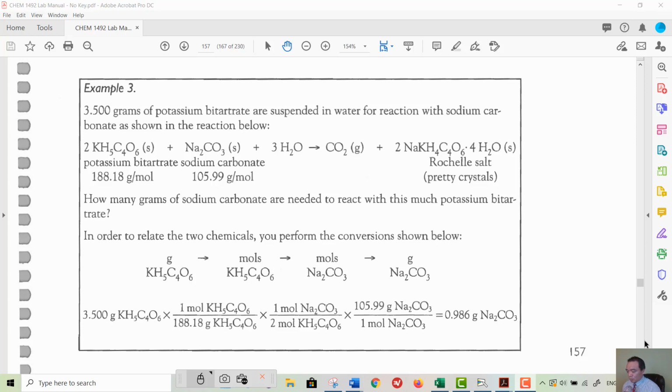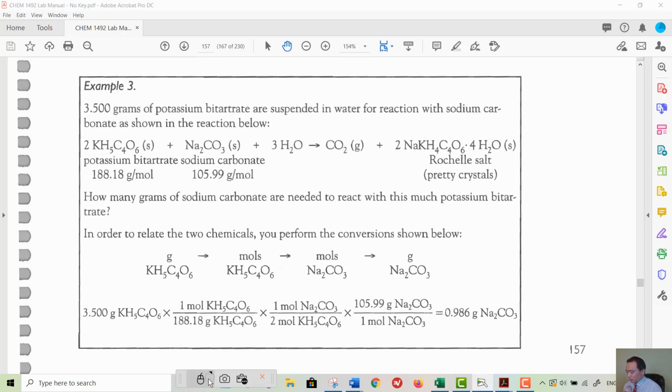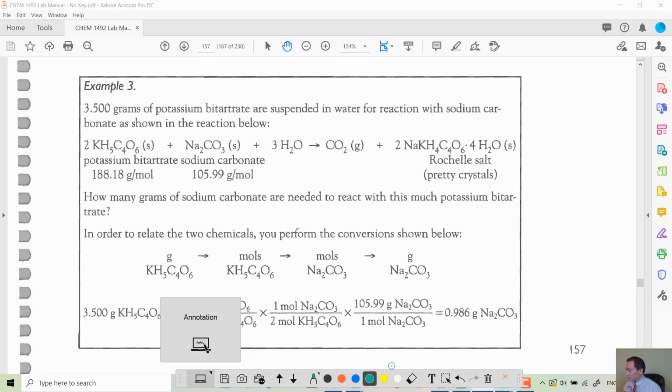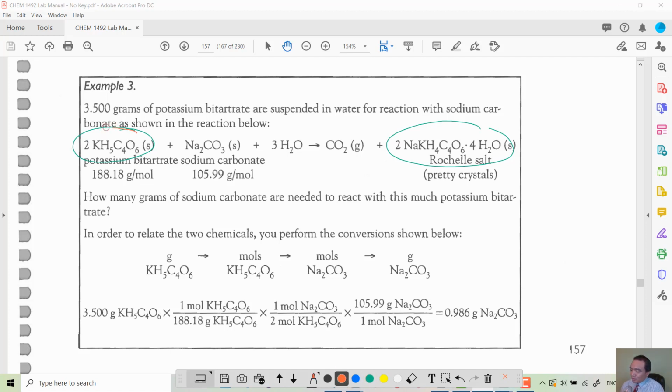In example 2, we just showed you how to calculate how much product can be generated. So that's the product based on the amount of starting material. In this example 3, I'm going to show you if you are given a certain amount of starting material, can you figure out how many grams of the other reagent is required for the reaction to complete? So how many grams of sodium carbonate is needed for this reaction to complete?